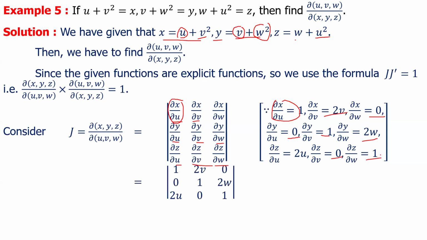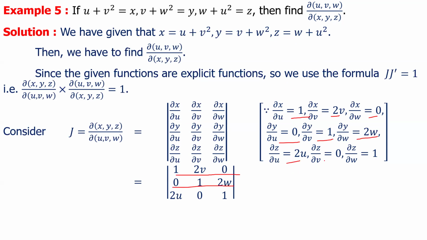So let us substitute all these values. Then we have a determinant with 1, 2v, 0 in the first row, then 0, 1, 2w in the second row, and 2u, 0, 1 in the third row.